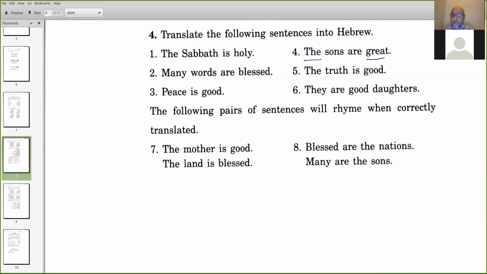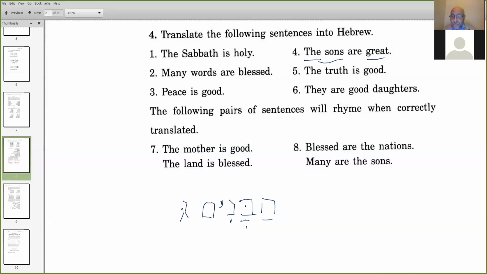Okay, so number 4, we have a hey, and then the first letter of banim is bet, kametz, and we have a noon, and we have a hirik, yod, mem sofit. Okay, so now we have habanim, so that's the sons, and then we simply put great. So we know that gadol is the masculine singular form.